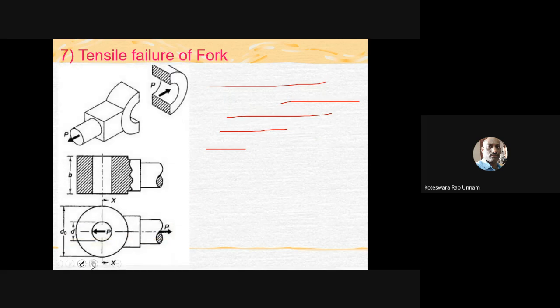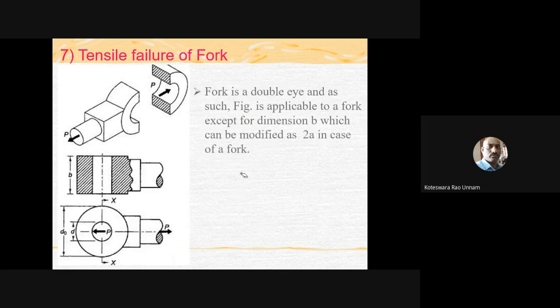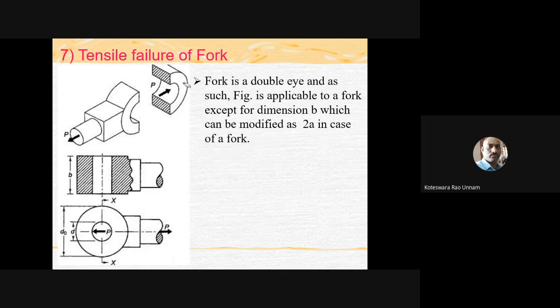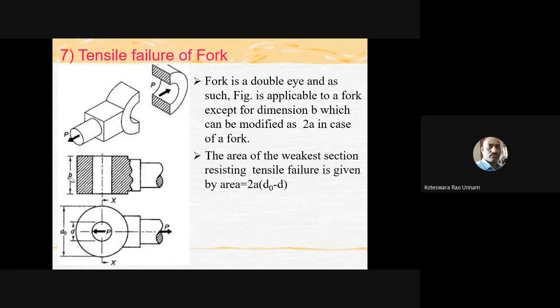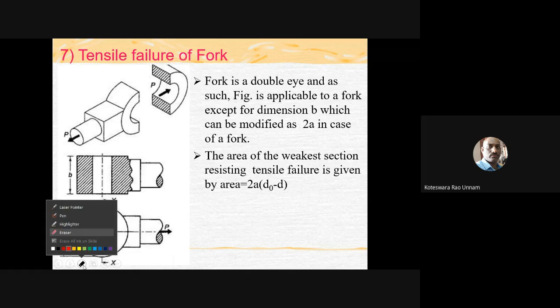So here it is also failing in a similar manner to the I end of the joint. But the only thing here is the dimension: earlier we had taken the dimensions as D naught, D and B. Here we are taking it as 2A. So that is the only thing here. Then the area is going to be, see here, this B will be replaced by 2A only.